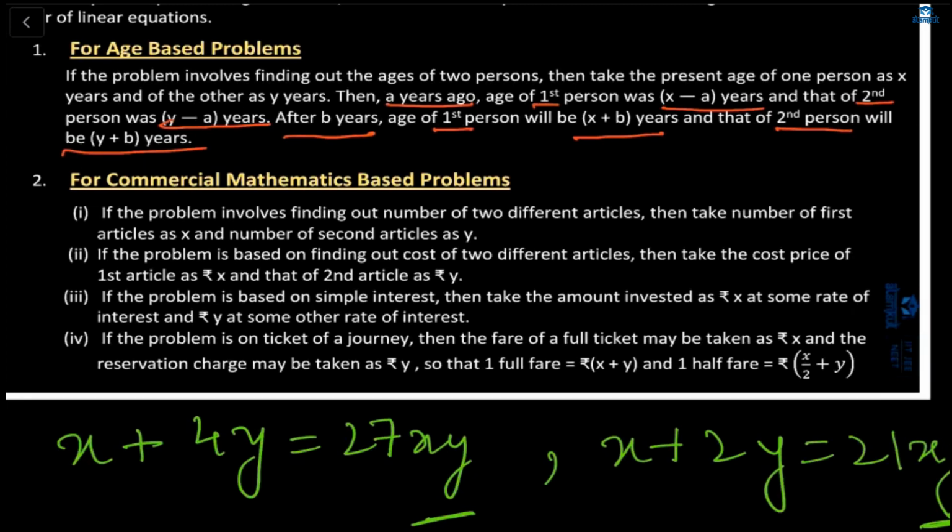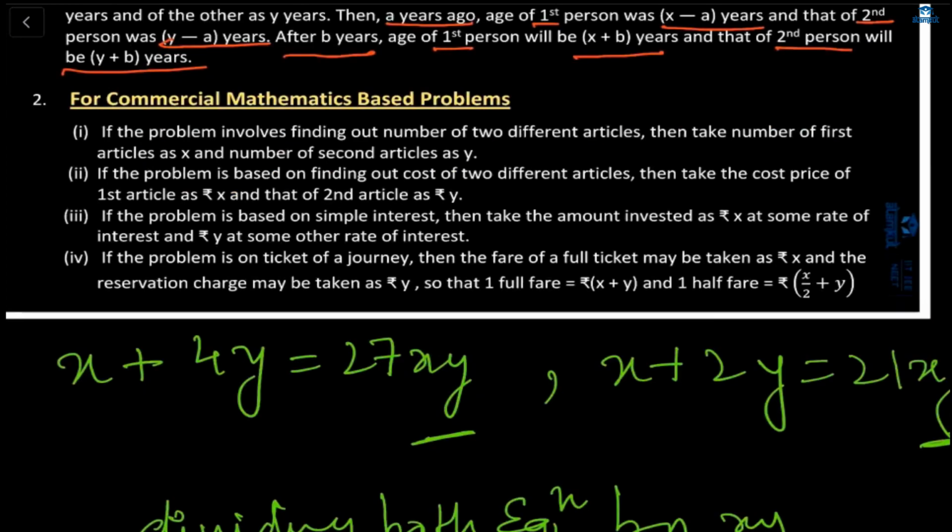Now for commercial mathematics based problems, which means selling, buying, all these types of things. If the problem involves finding the numbers of 2 different articles, sometimes it is said Rohan bought 5 pencils and like this, where the number of things is given. How many things he has bought. If it is asking about the number of 2 different articles, then take the number of the first article as x and the number of the second article as y. Understood? If it gives some equation and you are forming it, then assume the number of articles as x and y. Anyone you can assume as x and anyone as y.